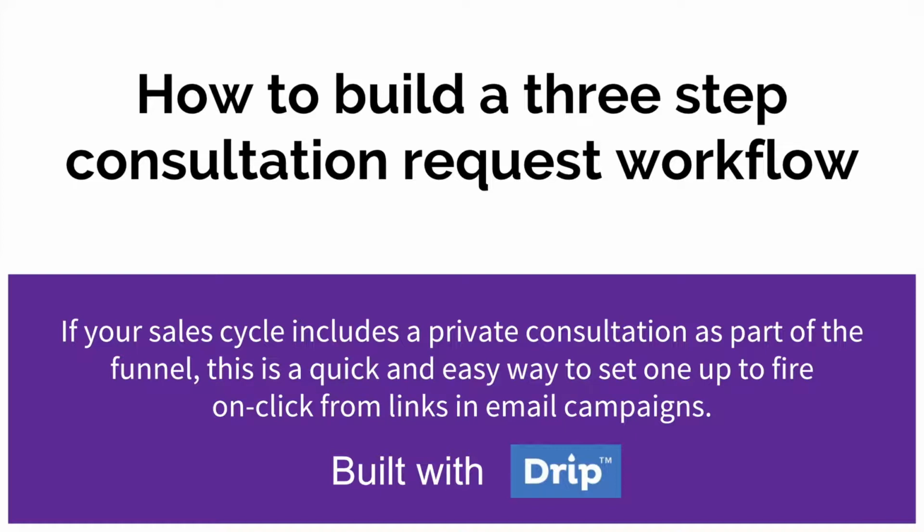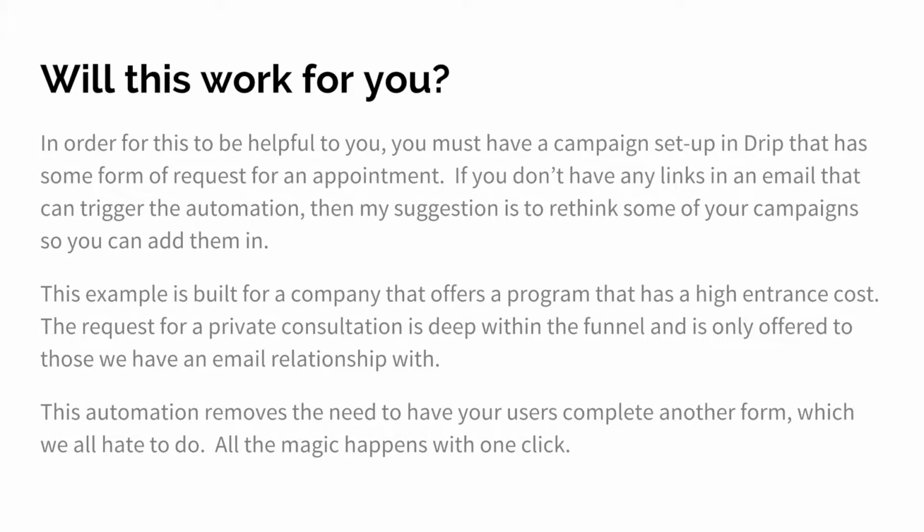So if it's going to work for you, if it's going to be helpful, then you need to have a campaign set up in Drip that has some form of a request for an appointment. If you don't have any links in an email that can trigger the automation, then my suggestion is to rethink some campaigns so you can add them in. The key is to have something for them to click on to fire the automation.